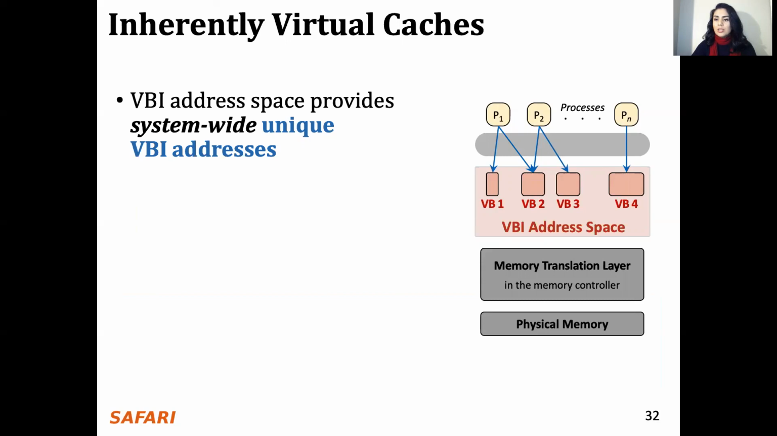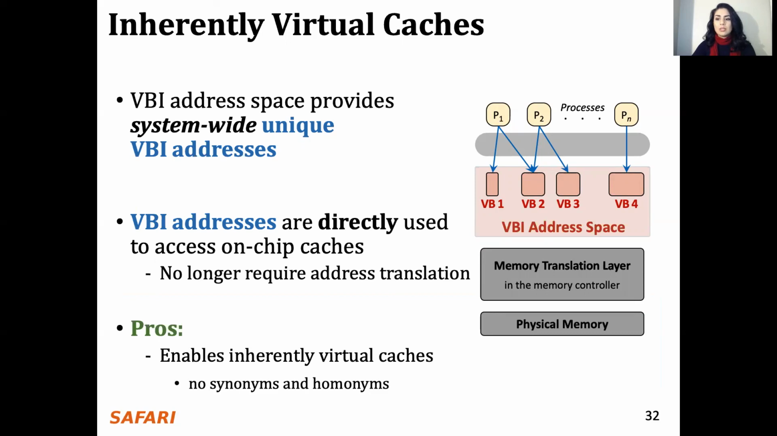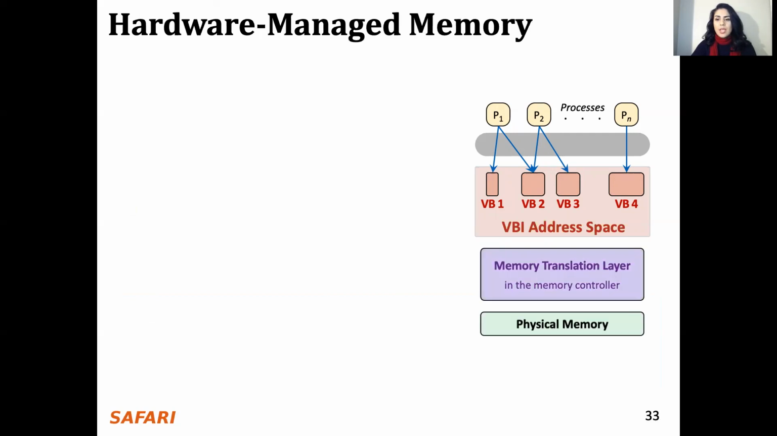Since they are globally unique, the VBI addresses can be directly used to access all on-chip caches without requiring address translation. This enables inherently virtual caches seamlessly because there's no possibility of synonyms and homonyms since every address is unique. Accessing caches using the unique VBI addresses enables our key idea by providing VBI with the ability to defer the address translation and memory allocation until it is necessary to access the physical memory.